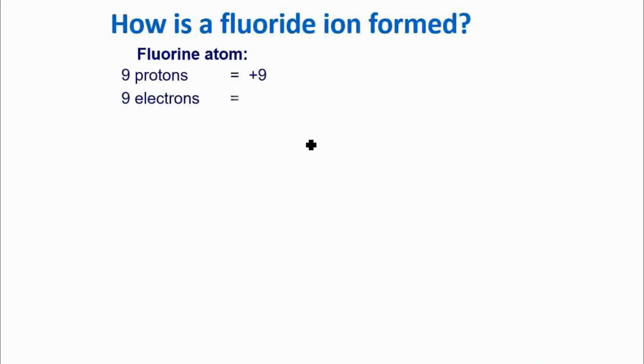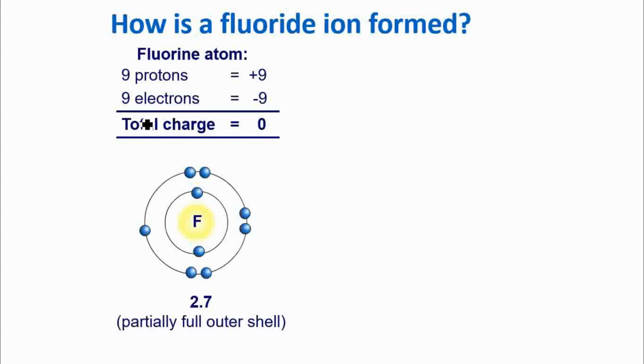Okay, let's look at something like fluorine. Okay, so fluorine is found in group 7. Okay, so it has 7 electrons on its outer shell. Okay, 9 electrons, so it's 2,7. All right, not stable. It can either get rid of those 7 electrons or it could just seek to gain 1 electron. Which one is easier?